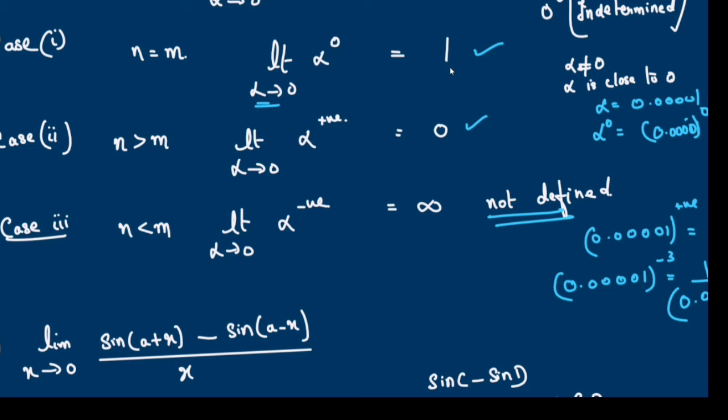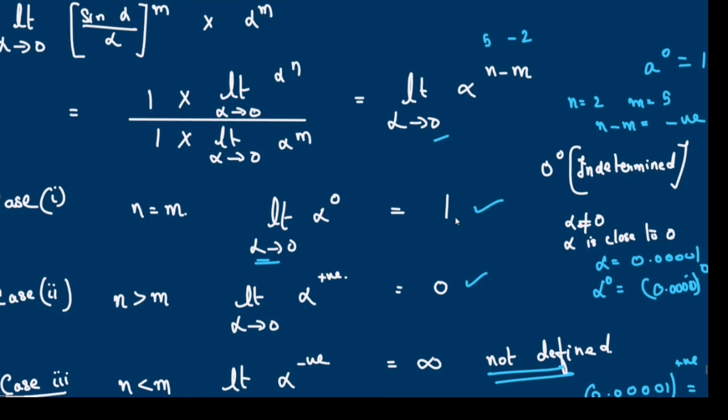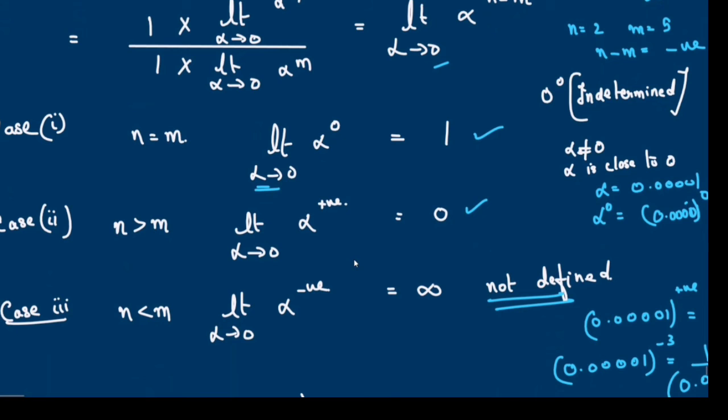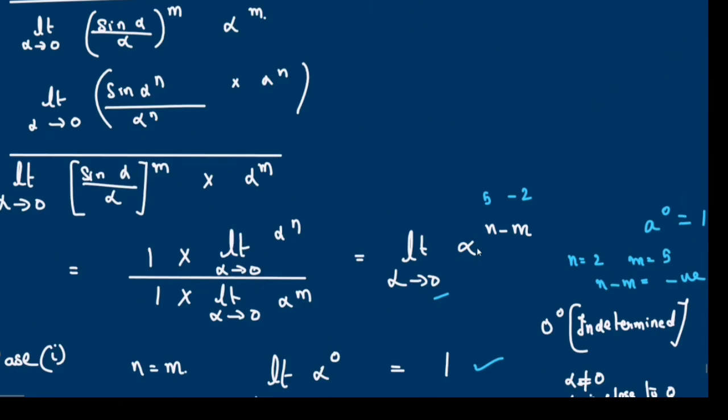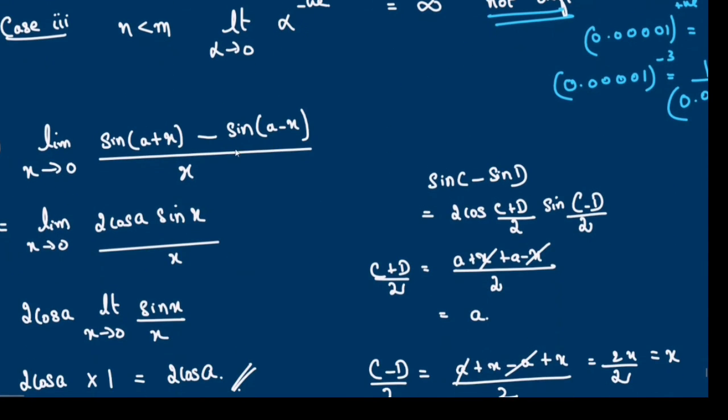So you are getting 3 different answers. If n is equal to m, you get the answer as 1. If n is greater than m, the answer is 0. If n is less than m, the limit is not defined. That's the answer. Now question number 10.